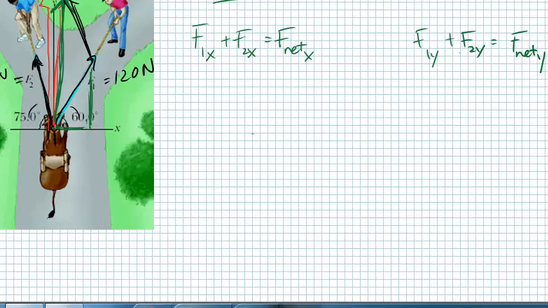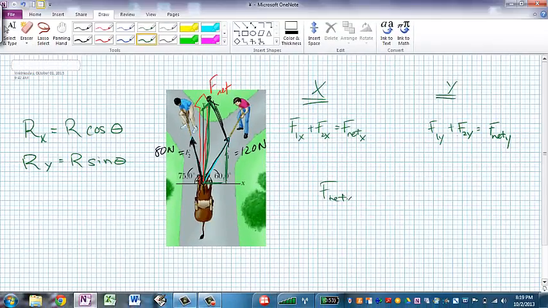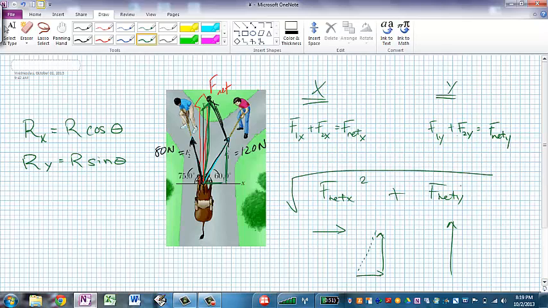Okay, once we find F net x and F net y, then those are the two legs of a big right triangle. Okay, and if I put them together, what I'm trying to find then is the hypotenuse. And of course I can do that with the Pythagorean theorem. Square root of x squared plus y squared equals the magnitude of F net.